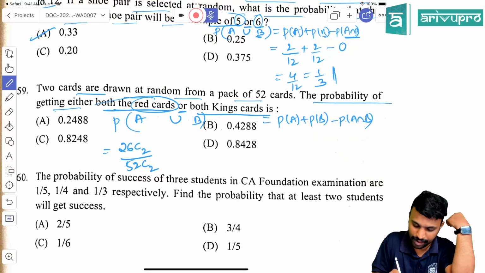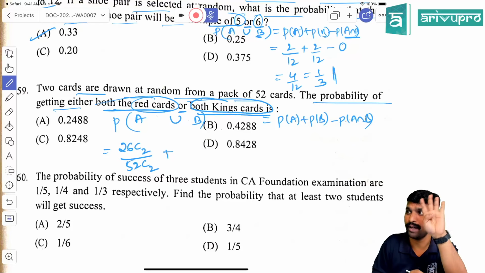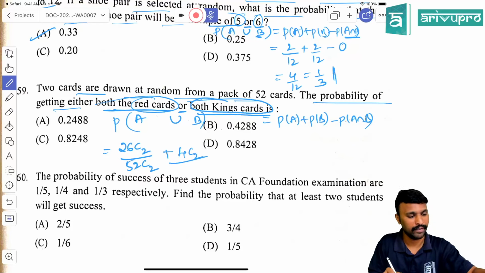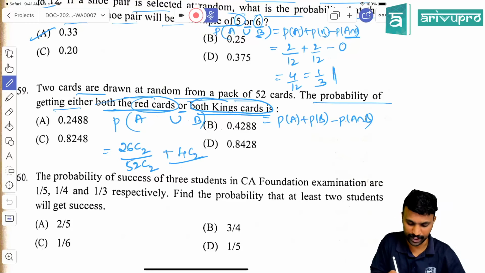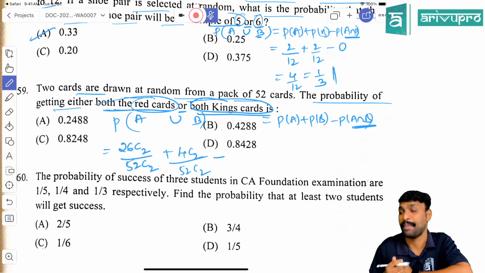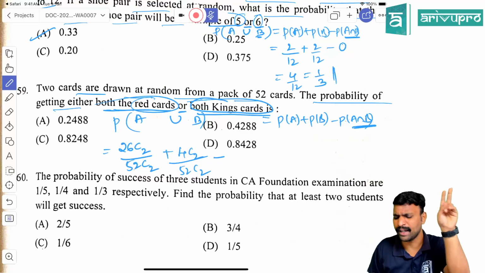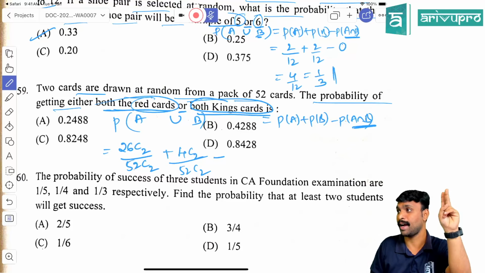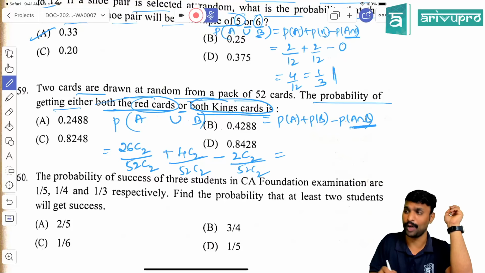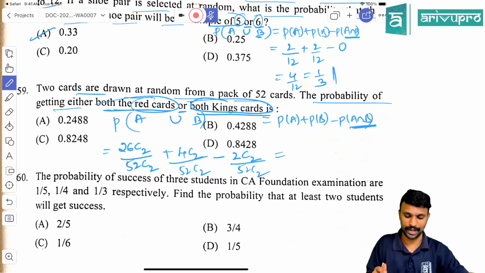N of A is the favorable outcome because you have to select them from red cards only. So 26C2, plus P of B, both king cards. How many kings are there? 4 cards are there. From 4, you have to select 2 cards, divided by 52C2. Minus, guys, A intersection B. So how many red colored cards are kings? There are 2 red colored cards which are kings. So from those 2 cards only we have to select 2. That is divided by 52C2. Guys, all 52C2 denominators are the same. Just solve the numerators first of all.